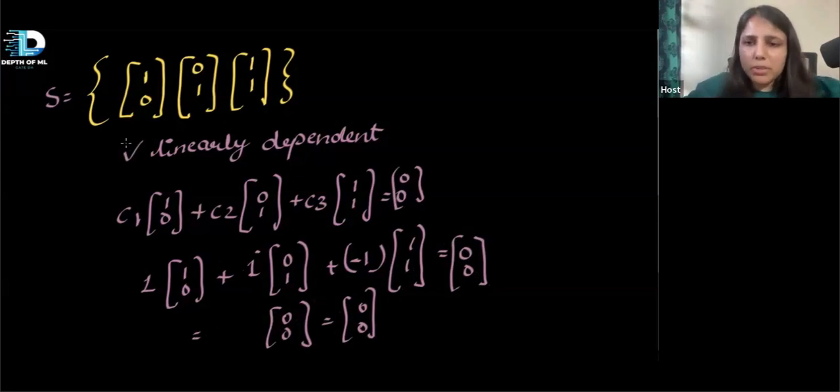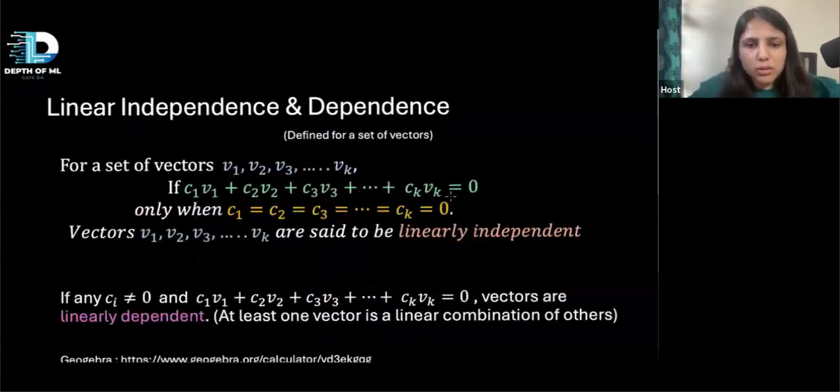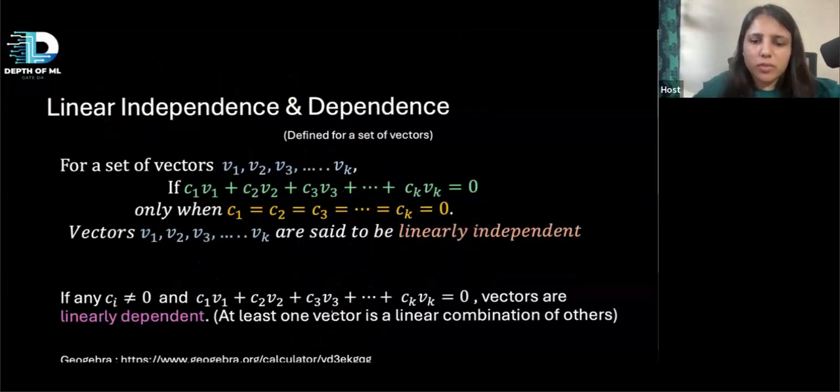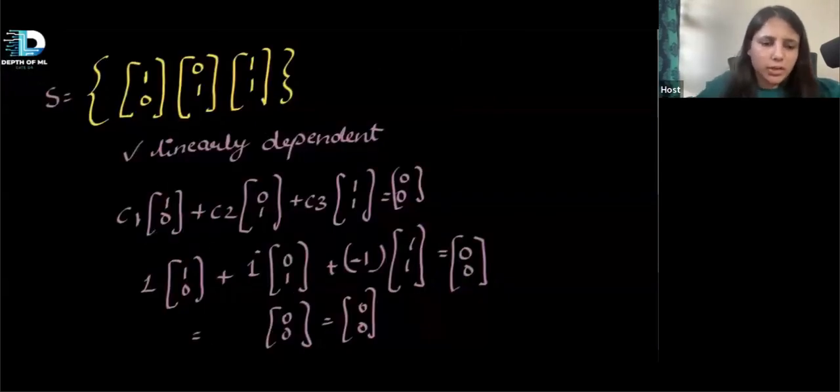So Ruina is asking, ma'am, in the definition, do we have to mention that all Vis are not equal to the zero vector? Actually, in the definition we don't explicitly mention this. But if any Vi is 0, that becomes a linearly dependent set. Let's check if we can do that, because I have never seen a definition where it is specified that all the Vis are nonzero.